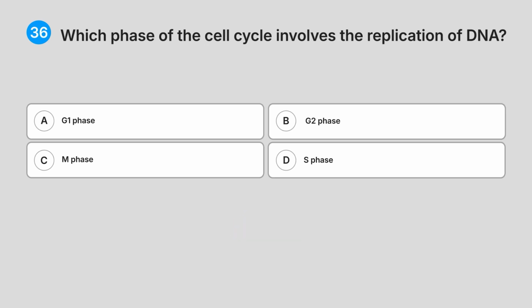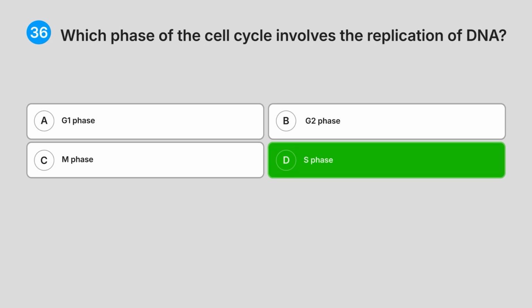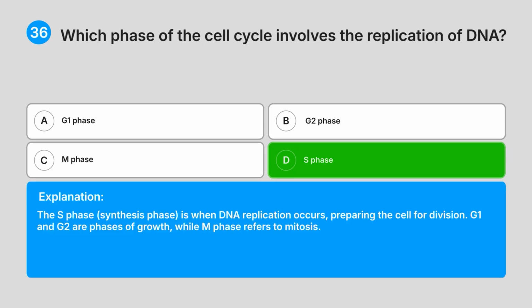Correct answer: D. S phase. Explanation: the S phase, synthesis phase, is when DNA replication occurs, preparing the cell for division. G1 and G2 are phases of growth, while M phase refers to mitosis.